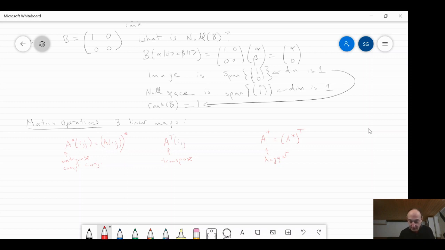Same here. The transpose can be defined entry-wise. All you do is just swap the indices, right? So you'll notice the order of the j and the i just changed. And if you combine them, the order doesn't matter. You get the so-called dagger operation, also called the adjoint.